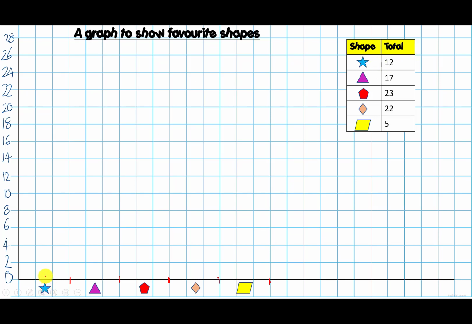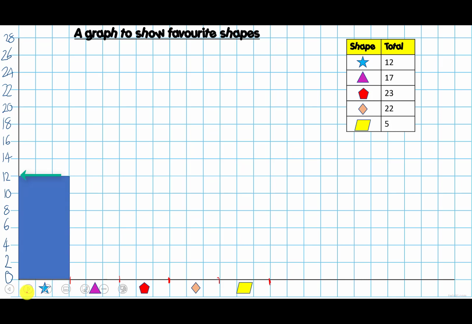So I would go to my star and I would go up 2, 4, 6, 8, 10, 12. And I would draw in my bar. I can see the top of my bar runs along to the 12 on my y-axis. My triangle has 17. So here's my triangle bar, 2, 4, 6, 8, 10, 12, 14, 16, and 18.